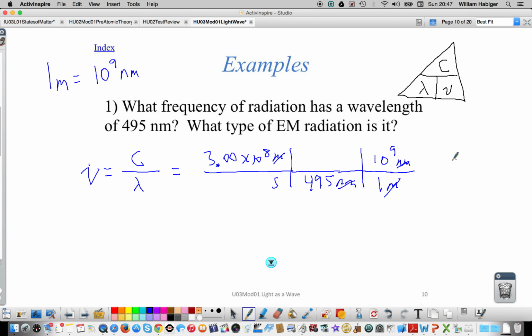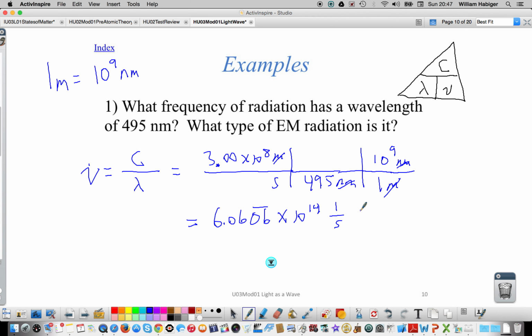Now, seconds on the bottom means it's 1 over a second. So we plug that in our calculator. It's going to be 3.00 times 10 to the 8th divided by 495. Get your answer, then take that answer and multiply it by 10 to the ninth. Or you can take everything on the top, multiply it together, take everything on the bottom, multiply it together, and take the top and divide it by the bottom. When we do that, we get 6.0606, and it looks like it's repeating, times 10 to the 14th.